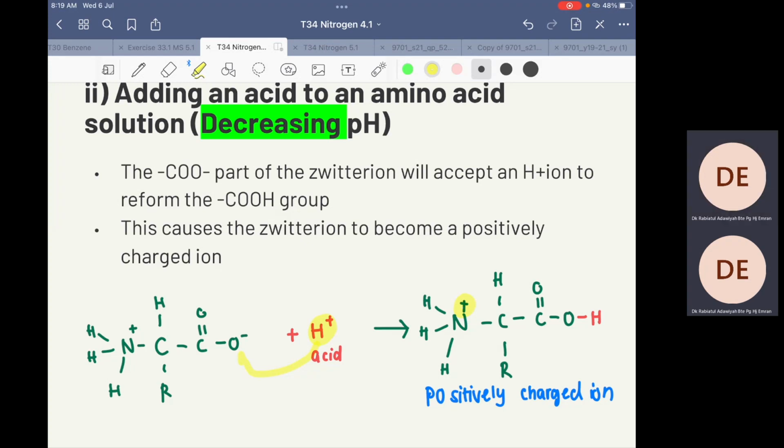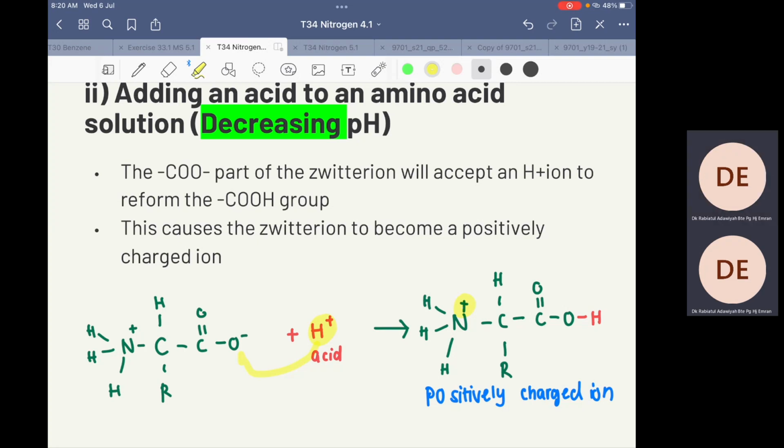Okay. So hence, at low pH, amino acid exists predominantly as cation and will be attracted to the cathode, or the negatively charged electrode, when there is a potential difference applied. You okay with this? Okay.